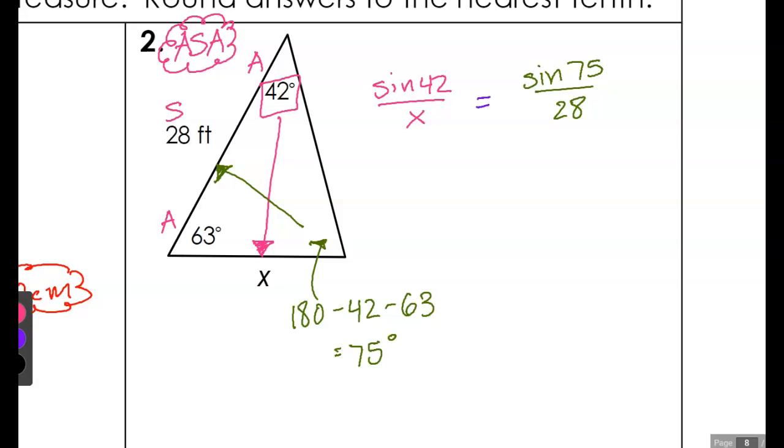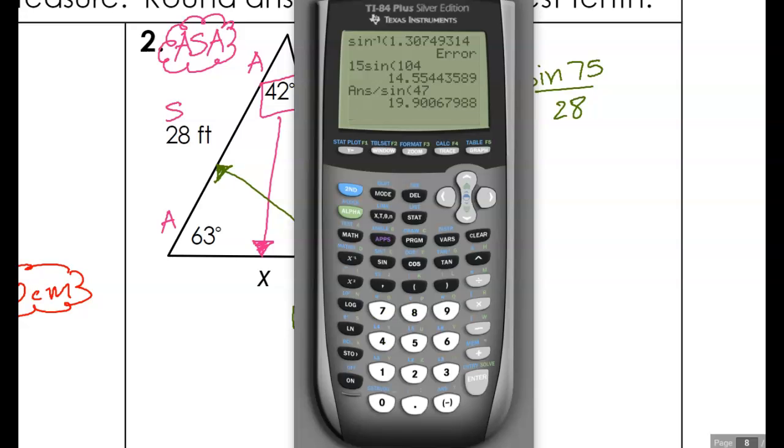So now we are solving for x. So this is like what I was saying. I'm not actually going to write the cross multiplication steps. In my head, I'm just going to say, okay, it's 28 times sine of 42, but when I multiply x times sine of 75, I need to get that sine of 75 off of the x. So I'll be dividing by sine of 75.